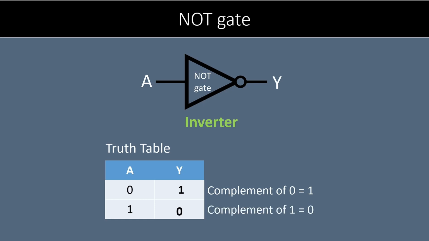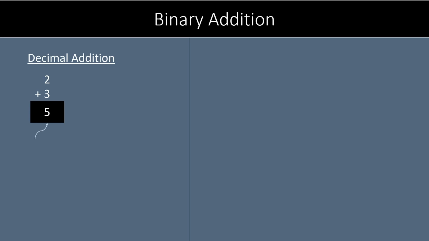Before we end this section, let us now see how binary addition of single bit is performed. First, let us understand how decimal addition is done. 2 plus 3 is equal to 5. Here the sum is 5 and carry is nothing. Similarly, 4 plus 9 is equal to 13. Here the sum is 3 and the carry equals 1. So the answer is 13.